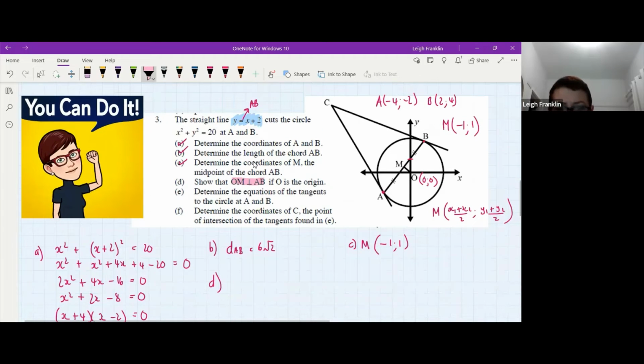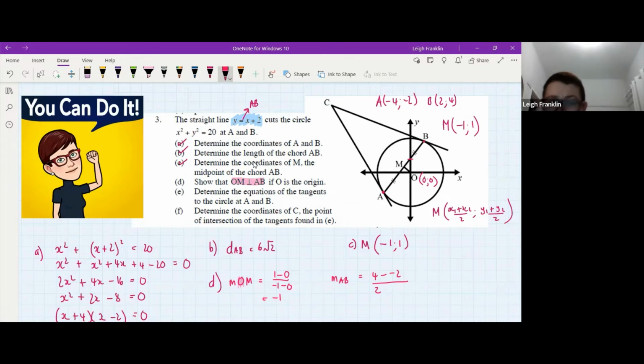Okay, so now, first of all, the gradient of line OM. That is going to be the change in y, so 1 minus 0 over -1 minus 0. That gives us -1. The gradient of line AB is going to be 4 minus -2 over 2. Sorry, it's minus, which is plus really.